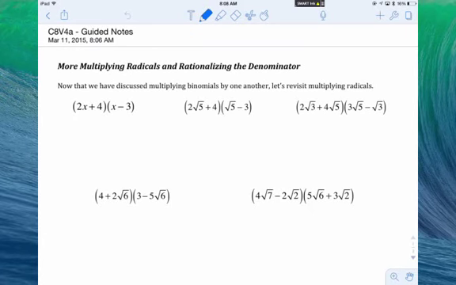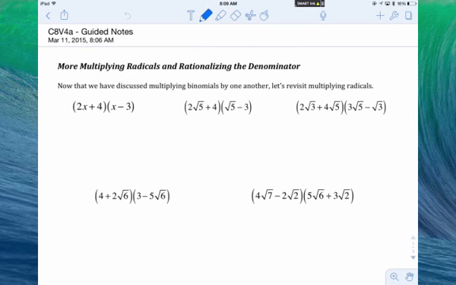Hey guys, and welcome to this video about going a little deeper into the idea of multiplying radicals and rationalizing the denominator of fractions. This stems from the fact that we just discussed how to multiply binomials by one another, or in general, polynomials by one another. So for example, the binomial 2x plus 4 times the binomial x minus 3. And we went into length discussing how to do that.